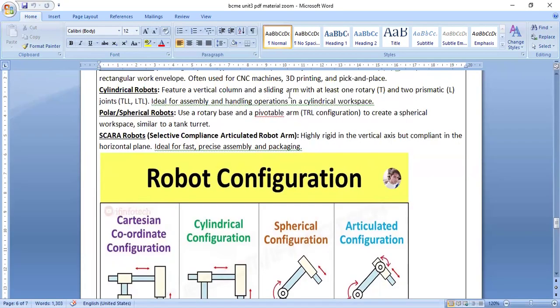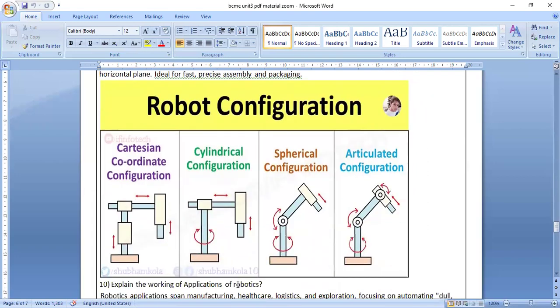Features are a vertical column and a sliding arm, with at least one rotary. So one rotary and one sliding arm are provided. For polar, you can see a rotary base and a pivotal arm should be there. Now, what makes SCARA robots is that they are highly rigid in the vertical axis. Vertical work they will do for ideal, fast, precise making and packing.